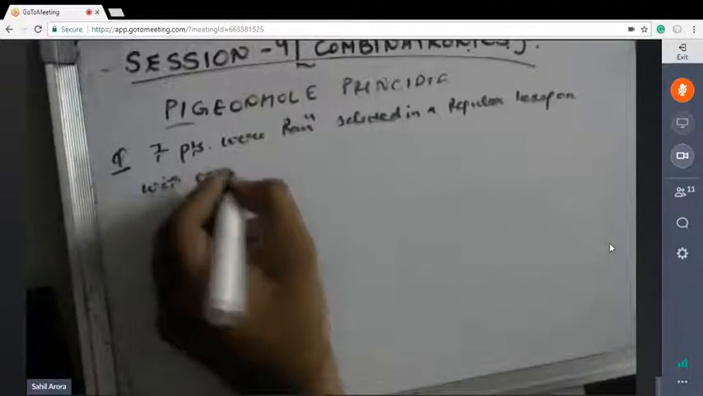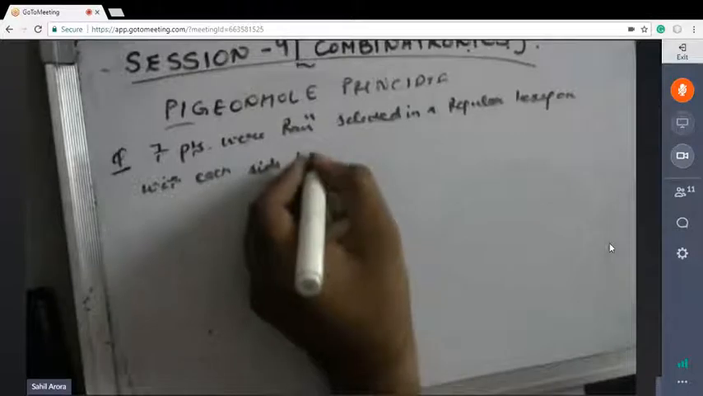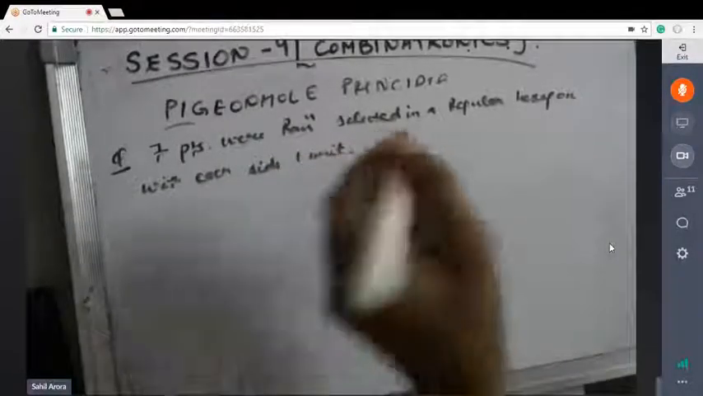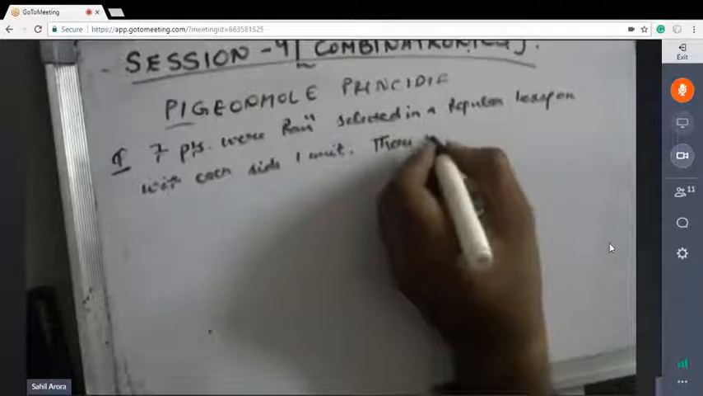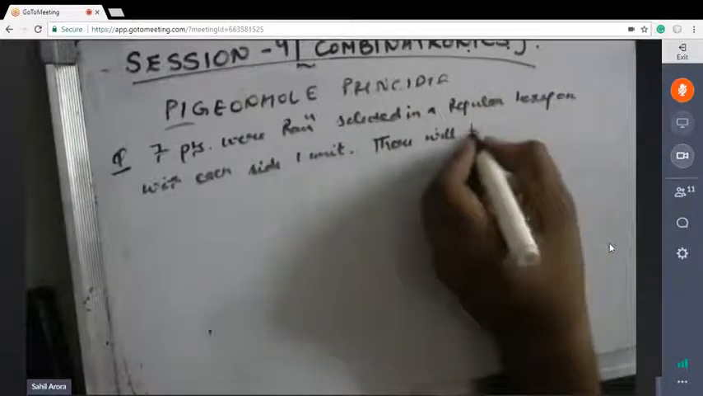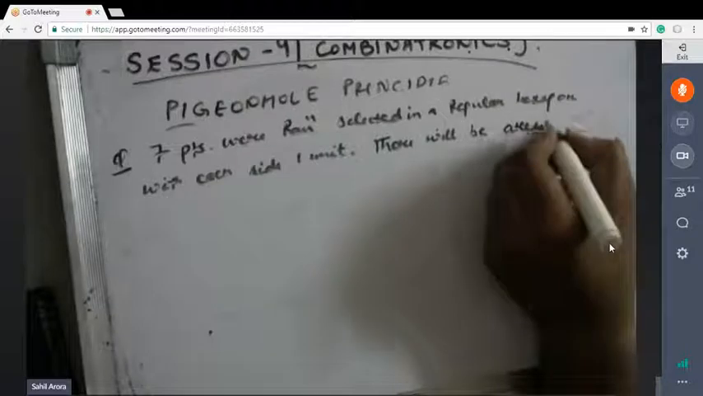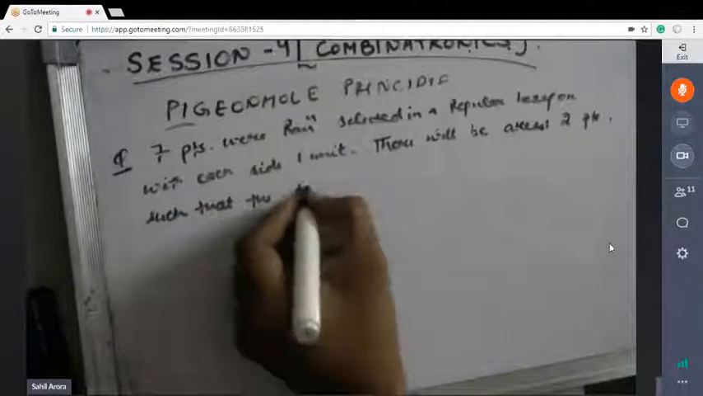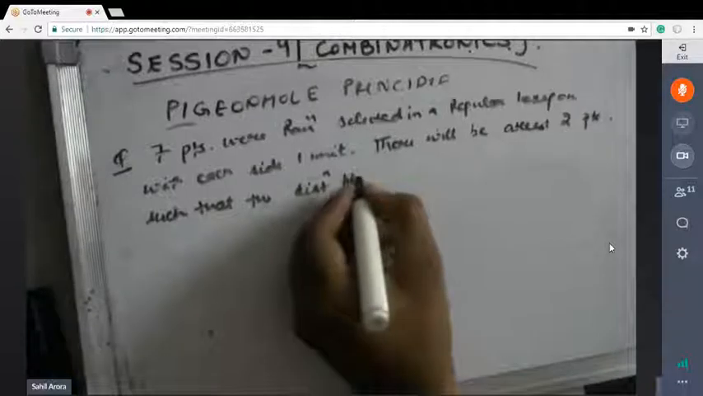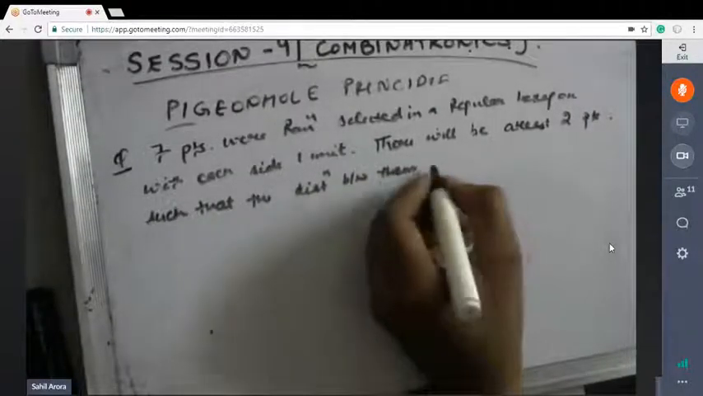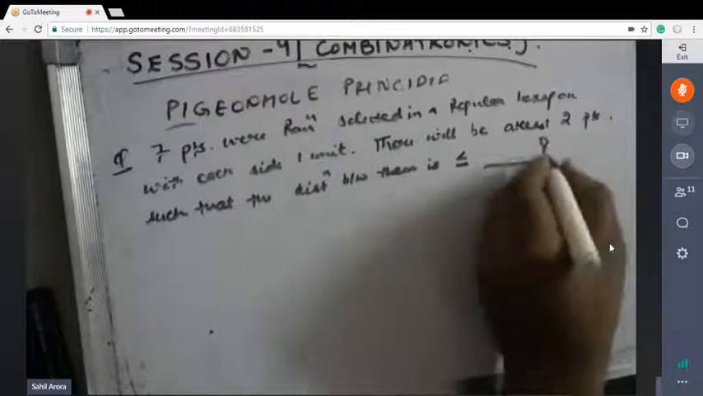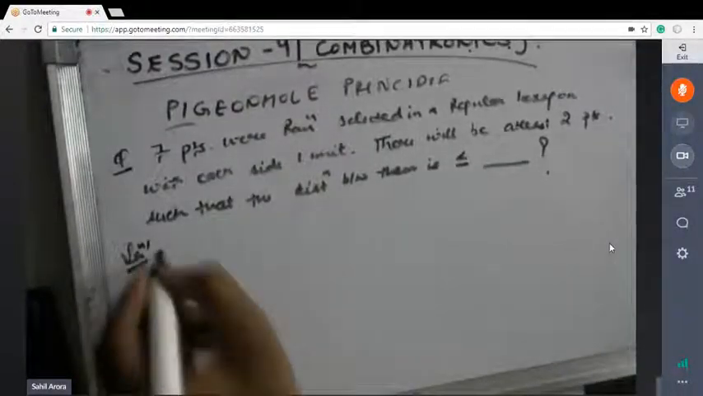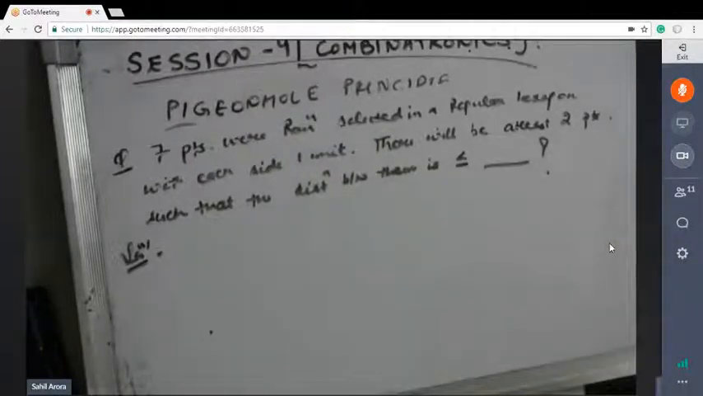With each side 1 unit. There will be at least 2 points such that the distance between them is less than or equal to what? Again, based upon the previous concept, nothing is changed except for the figure.